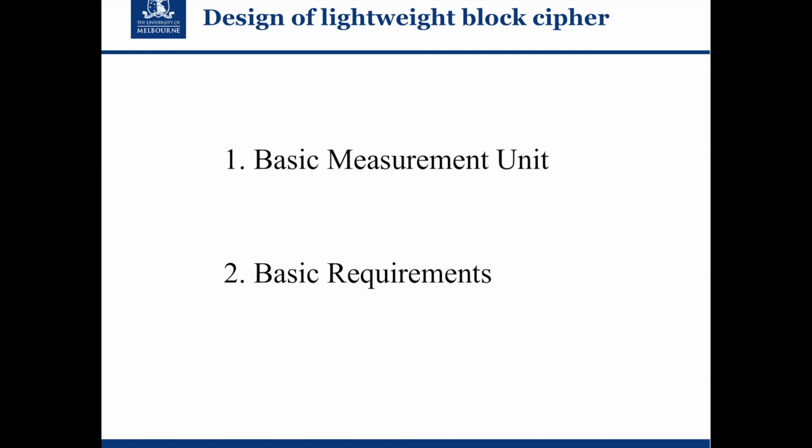When designing a lightweight block cipher, we need to consider a lot of things. First, the basic measurement unit. Gate equivalent is an essential value for measuring whether the cipher is light or not. The GE value can be treated as the complexity of the encryption algorithm. For example, for the lightweight block cipher PRESENT, its GE value is 1570, while for a low-cost implementation of AES, it's 3600.